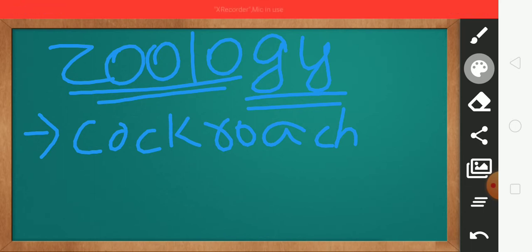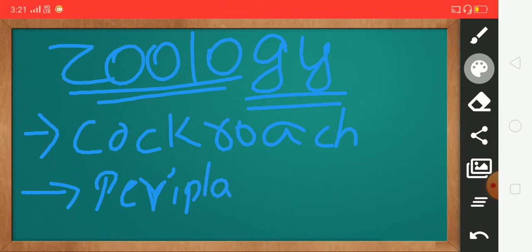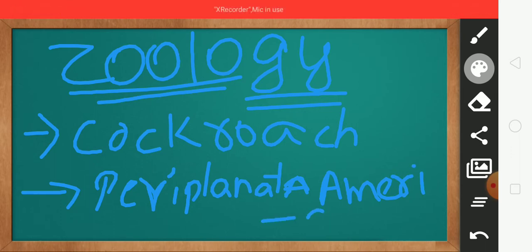You guys know about scientific names. As usual, our cockroach also has a scientific name called Periplaneta americana. So our cockroach's scientific name is Periplaneta americana. And I have prepared some slides. Let's go on to see those slides.